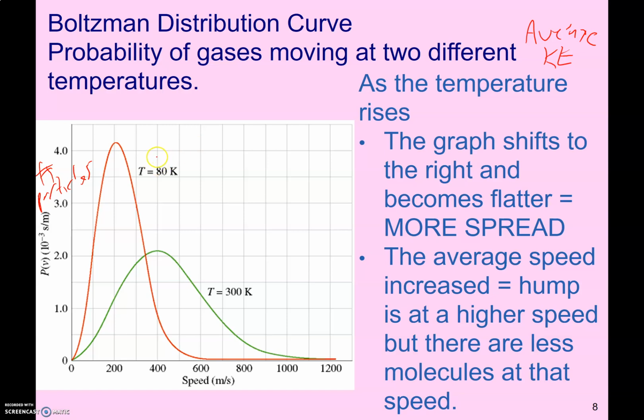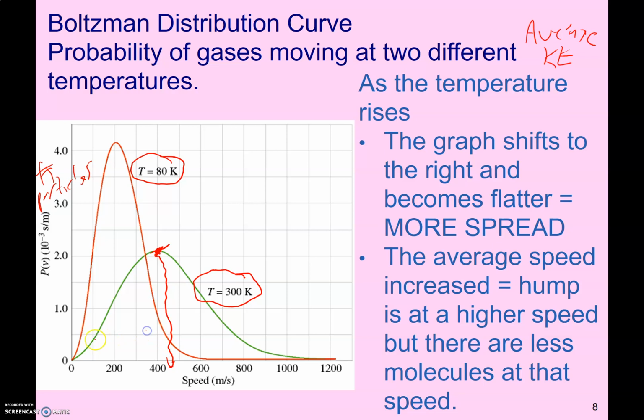So we have a graph at a temperature of 80 Kelvin. And how is it different than the graph at a temperature of 300 Kelvin? Okay, well, we see, first of all, the peak for the gas that has a higher temperature occurs at a higher speed. And that makes sense, right? Because we said when particles have a higher temperature, they move more quickly. So the peak is at a higher speed.